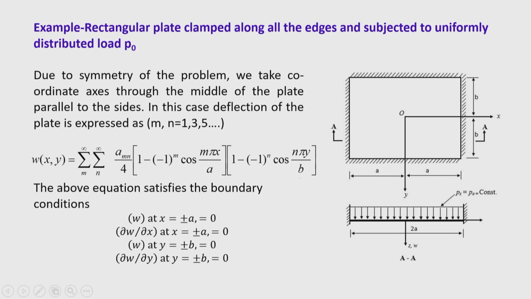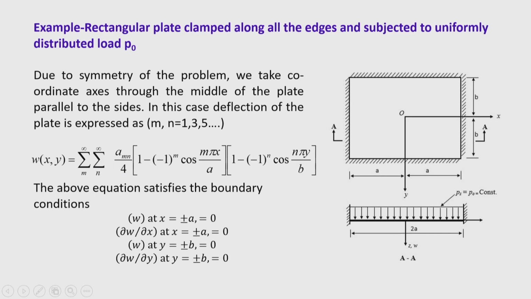Similarly, if you compute the slope of this expression, that is, if you calculate the first derivative of this expression, del w by del x, then you will get here the sine of m pi x by a multiplied by, of course, m pi by a, and the sign will be minus because we are differentiating a cos function.